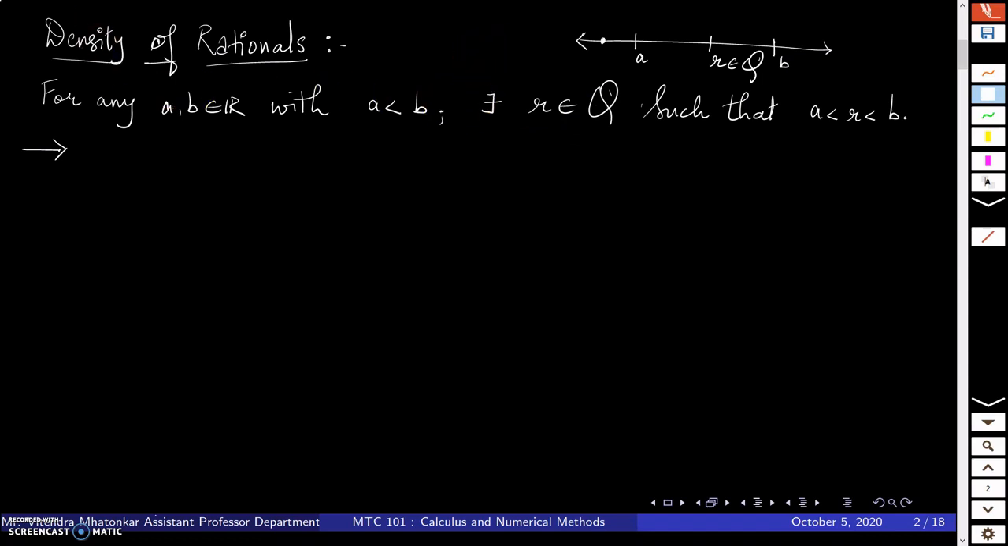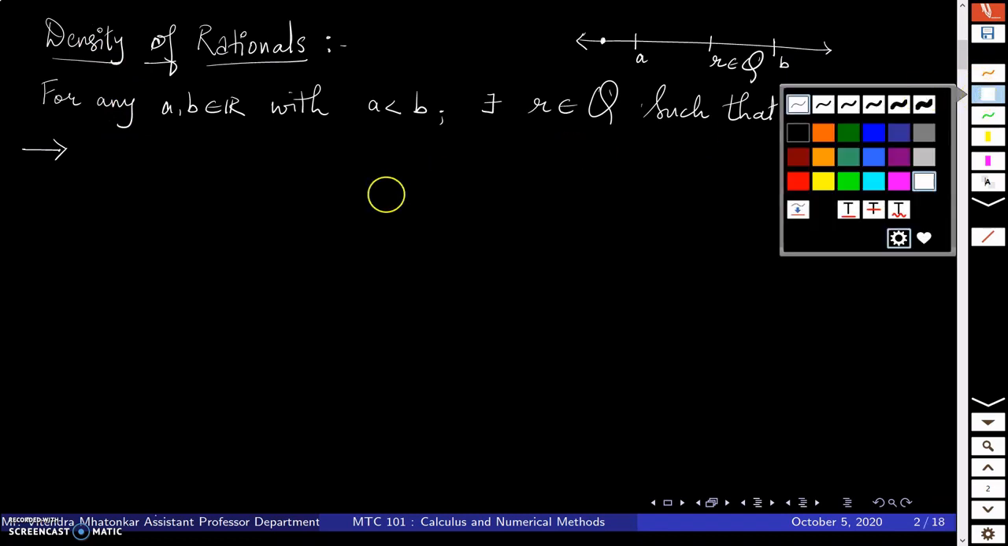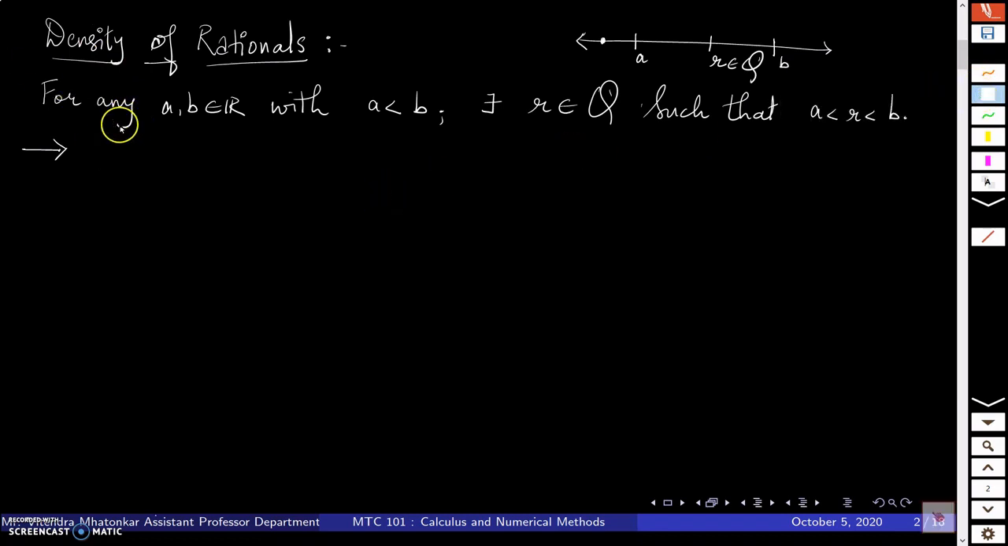A is strictly less than b. So that's what our hypothesis is telling us. So let's start with the proof. Since a is strictly less than b, therefore b minus a will be a positive number, right? So I can bring this a this side. So b minus a is going to be a strictly positive number.